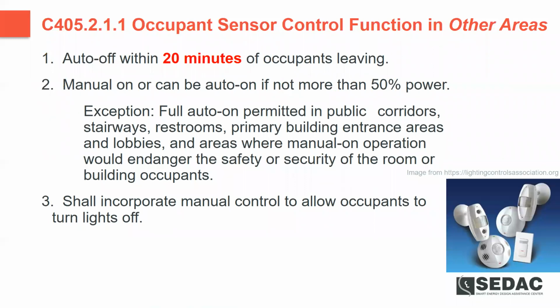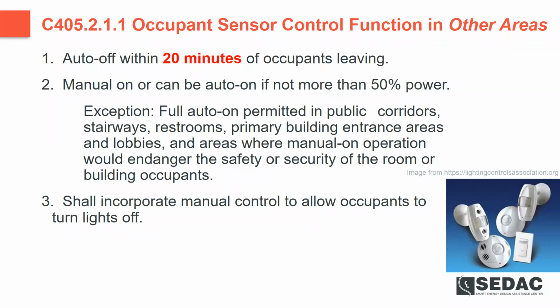Moving on to all other areas where occupant sensing controls are required. Again, at 20 minutes of space being unoccupied, spaces should turn off lighting automatically. Lighting can be manual on or can be auto on. If it's auto on, it cannot turn on to more than 50% power, except in instances of safety, security, public corridors. So there are some specific exceptions called out in the code there. And also, occupancy sensors should incorporate a manual control to allow occupants to turn the lights off.